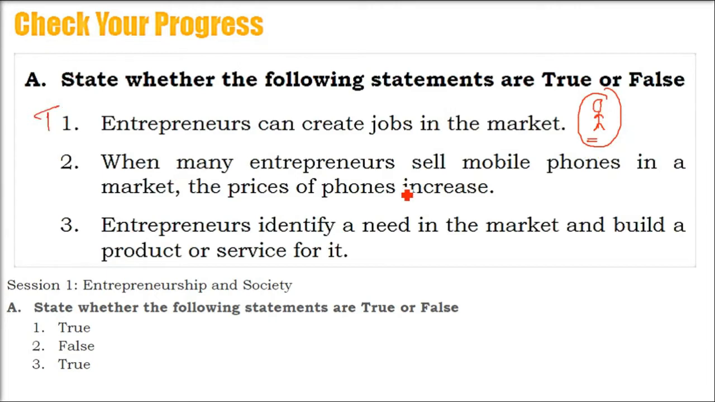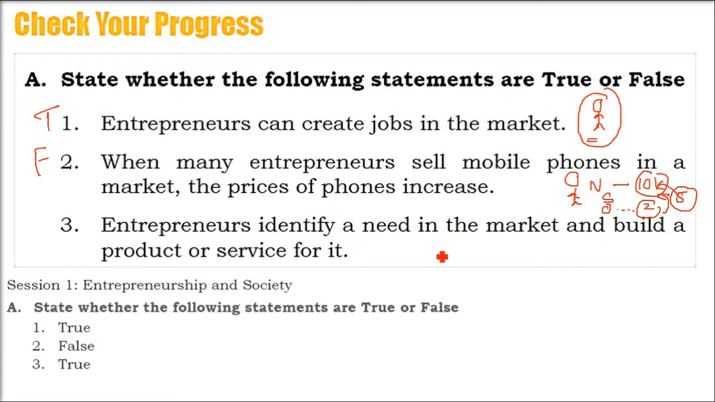How many entrepreneurs sell mobile phones in a market? The price of the phone decreases. See, many people are selling. One company, say Nokia, was selling the mobile for 10K. Then Samsung came, then Oppo came, then so many companies came. Now they started selling it for 2,000-3,000. So Nokia cannot sell it for 10,000. Nokia has to sell it for 6,000 or 7,000. So this is how the price decreases.